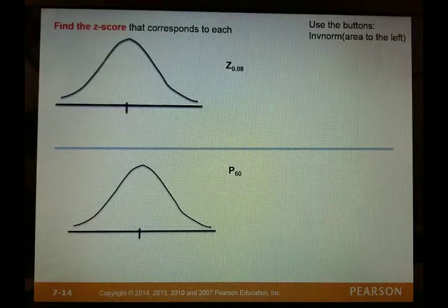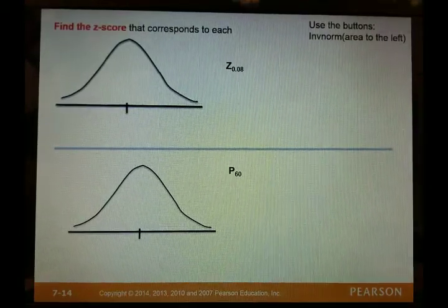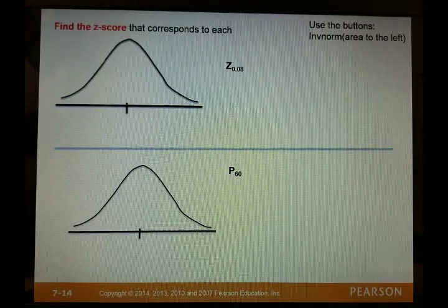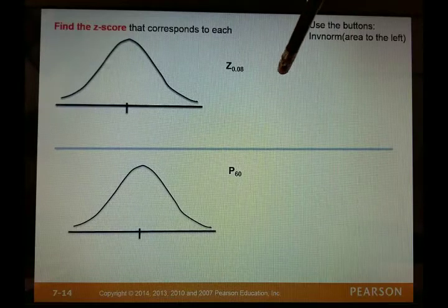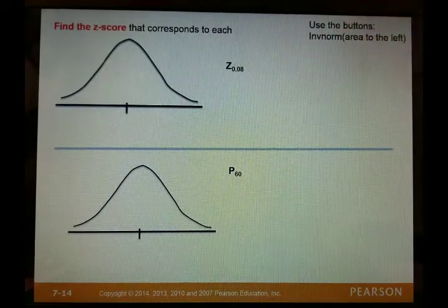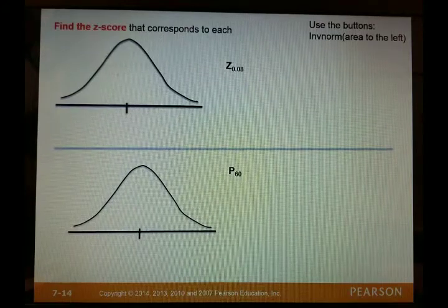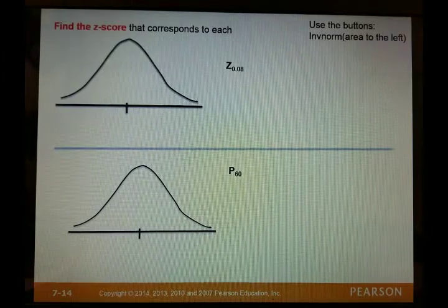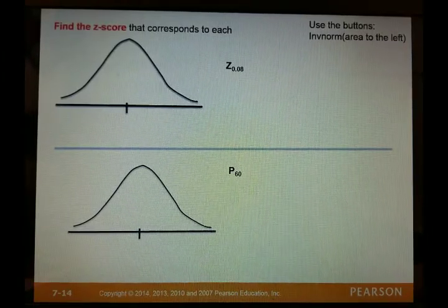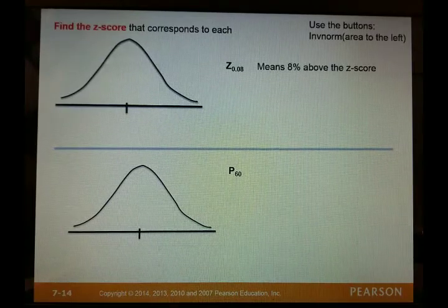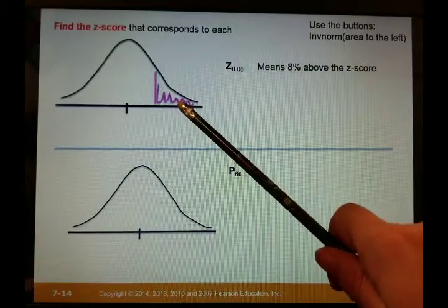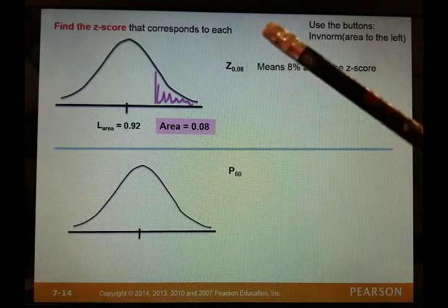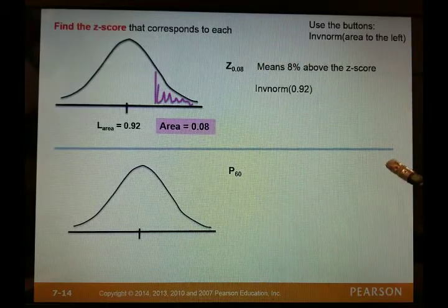All right, find the z-score that corresponds to each. Alrighty, z sub 0.08 versus P sub 60. Z sub 0.08 means that there is 8% above you. P sub 60 means there is 60% below you. Make flashcards, make some notes, because if you understand what those mean, then it'll help you to find the z-scores. So z sub 0.08 meant 8% was above the z-score. If 8% is above the z-score, then I've got 92% below it. Because remember, to get the z, I need the left area. So I'd have to do an inverse norm of 92/100ths.